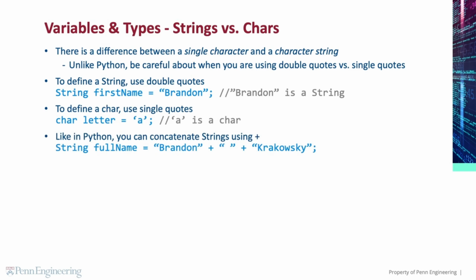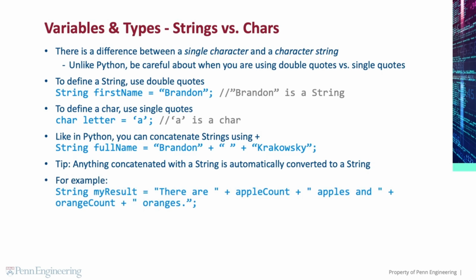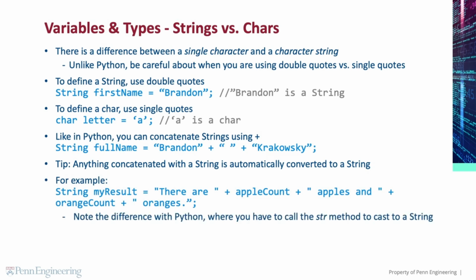Just like in Python, you can concatenate strings using the plus operator. Here we concatenate multiple strings and store the result in a string variable fullName. Unlike Python, in Java, anything concatenated with a string is automatically converted to a string. For example, here we concatenate strings and numerical variables and store the result in a string variable, myResult. Note the difference with Python, where you have to cast non-strings to strings.